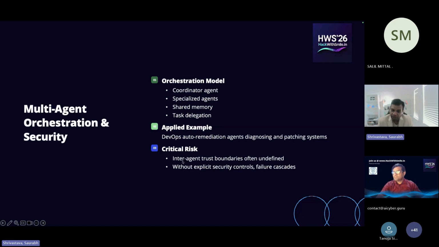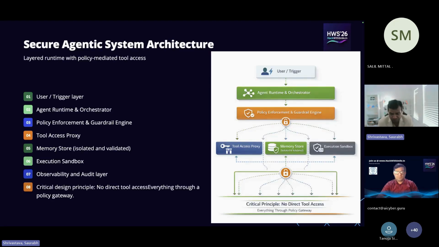So when we are talking about the DevOps auto remediation, we have the diagnosis agent, patching agent. I talked about all these. The orchestrator agent will distribute the task and then consolidate the task. And we need to watch out for the risk: what is the inter-agent trusted boundary, and how, without explicit security control, failure can cascade, right? If one agent fails, another agent will also fail. So that we need to avoid.